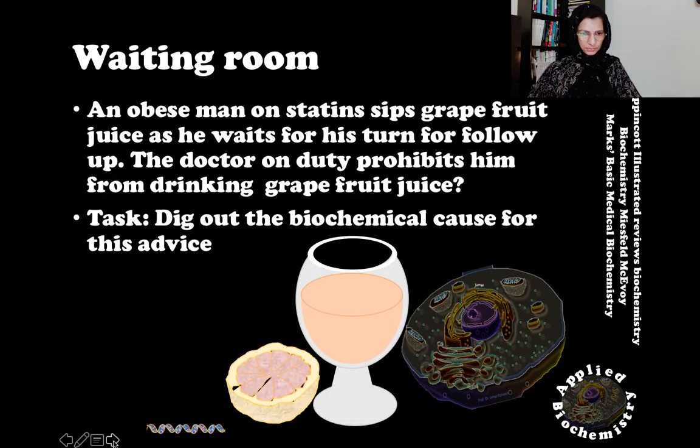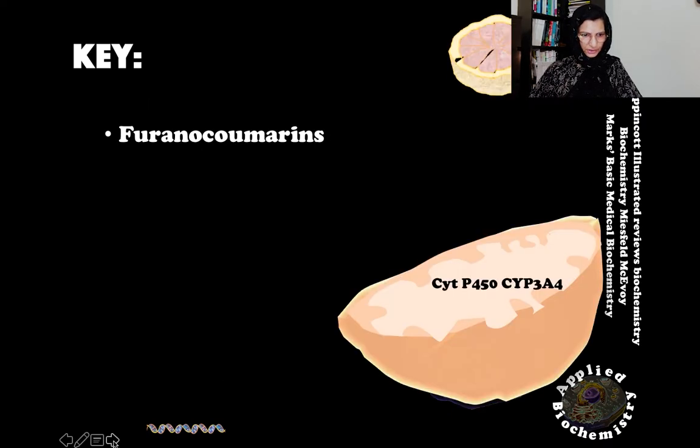So, the obese man who was sipping the grapefruit juice. Now the grapefruit juice contains furanocoumarins. These are chemicals which inhibit the cytochrome P450 CYP3A4. The CYP3A4 cytochrome P450 enzyme converts the statin drugs into compounds which are readily excreted from the body.